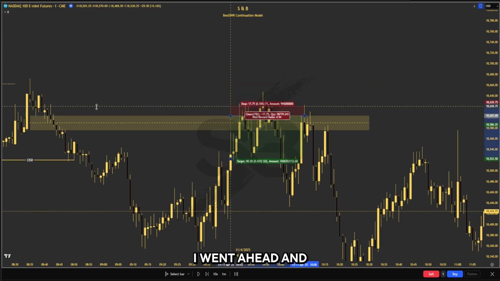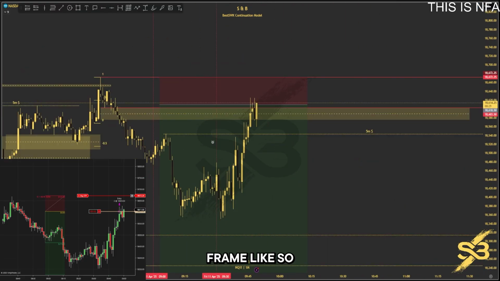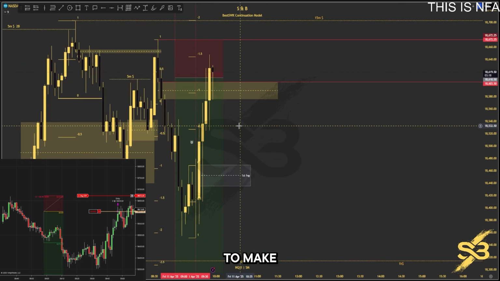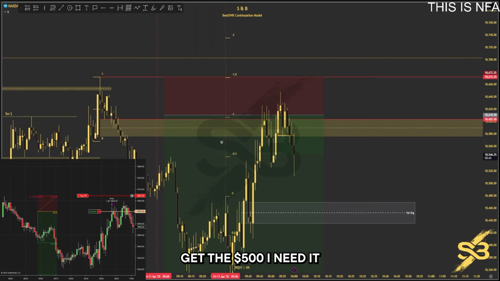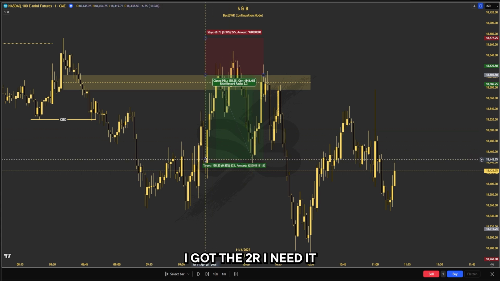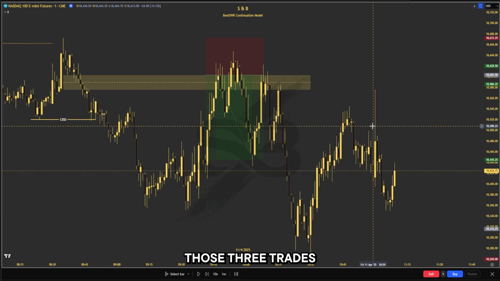I went ahead and set my limit order right on candle number 1 of this 5-minute time frame, like so. And my target was just to make enough money to get the $500 I needed, which was a 2R. When we had this push down, I got the 2R I needed. And that's it. That's a wrap. That's how I passed the challenge. I'll try to put some sort of screenshot here to just kind of show those 3 trades on the platform.